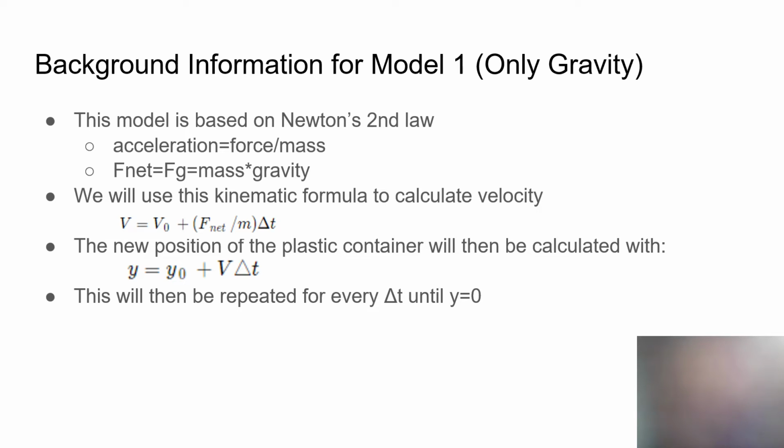For Model 1, which only includes gravity and is based on Newton's second law, we know that acceleration equals force divided by mass, and for us, Fnet will only equal the mass of our object times gravity. We'll use the kinematic formula that uses force, which is velocity equals v naught plus Fnet divided by mass times delta t, to update our velocity, and then we'll update our position with y equals y naught plus velocity times delta t, and this will be repeated for every delta t until y.